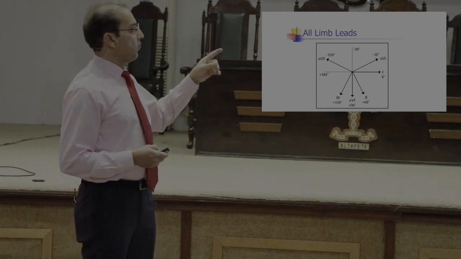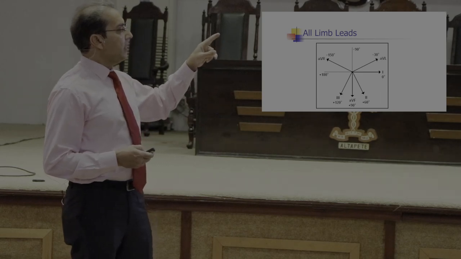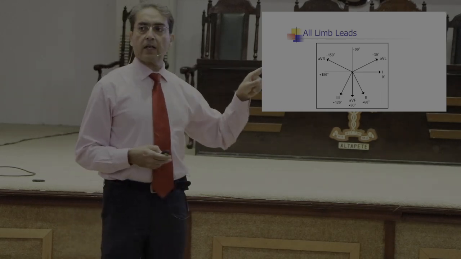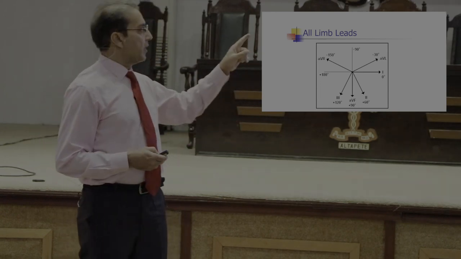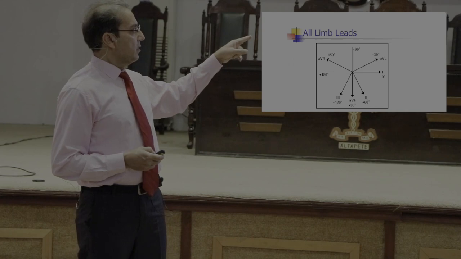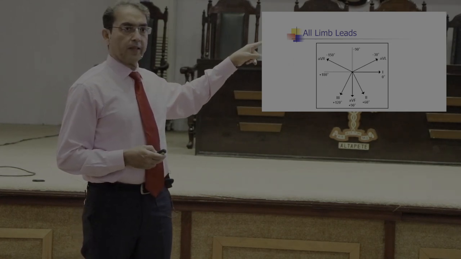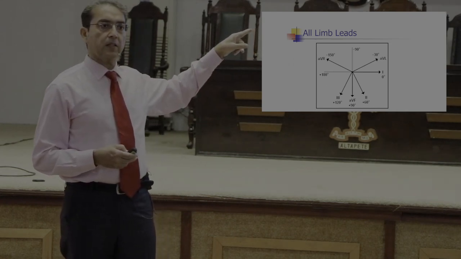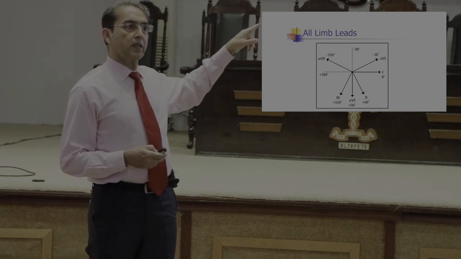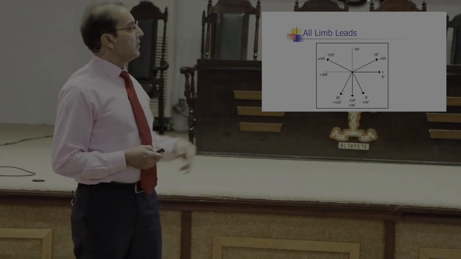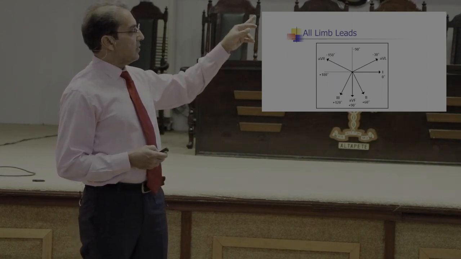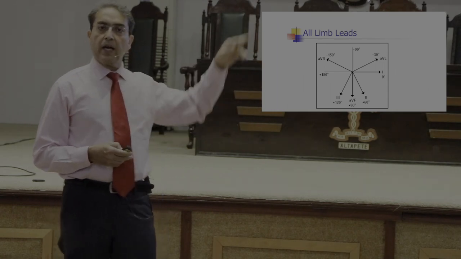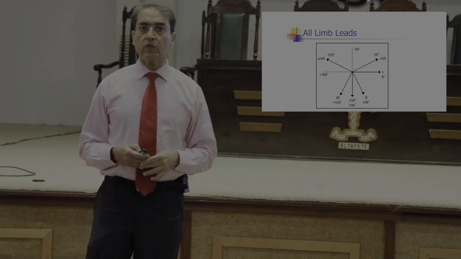Lead 3 is at 120 degrees. So you can see each of leads 1, 2 and 3 are at a distance of 60 degrees from each other. Lead 1 is 0, lead 2 is 60, lead 3 is 120. Similarly, the augmented limb leads are also placed at 60 degrees from each other. AVR is minus 30, AVF is minus 90 if you look upwards, and here you see AVL minus 150. So they are also placed at a space of 60 degrees from each other.